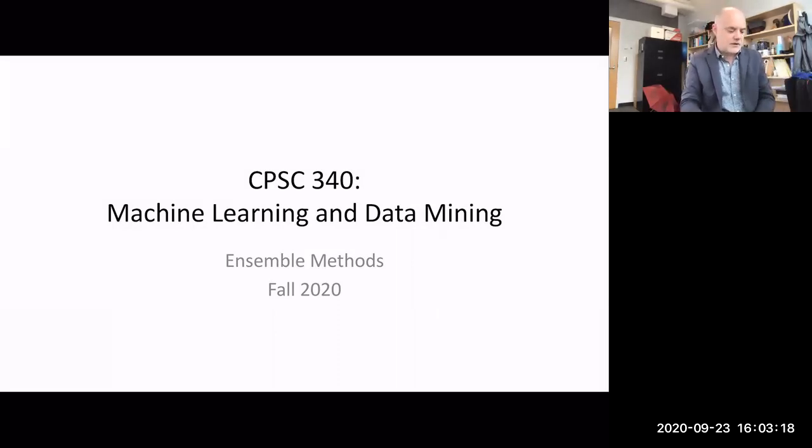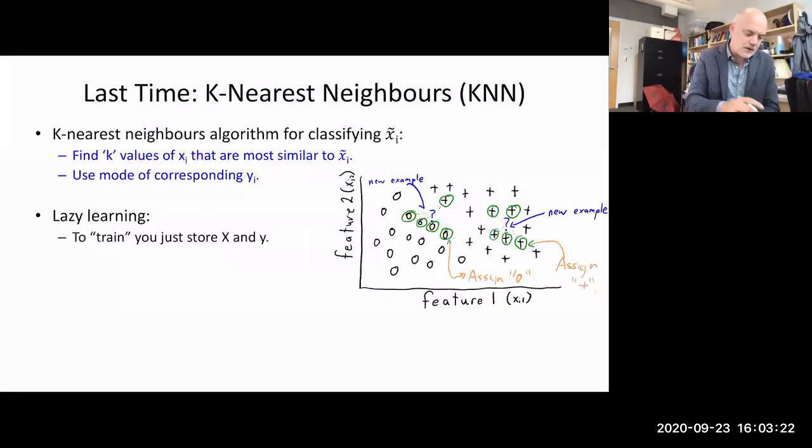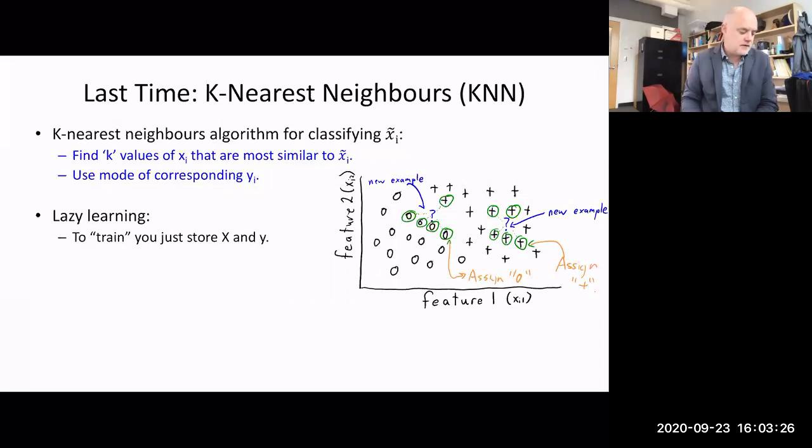Okay, so today we're going to talk about ensemble methods. Last time we talked about K-nearest neighbors, which is a super simple classification algorithm, as different from K-means, which we'll talk about later, which is a clustering algorithm, an unsupervised method.